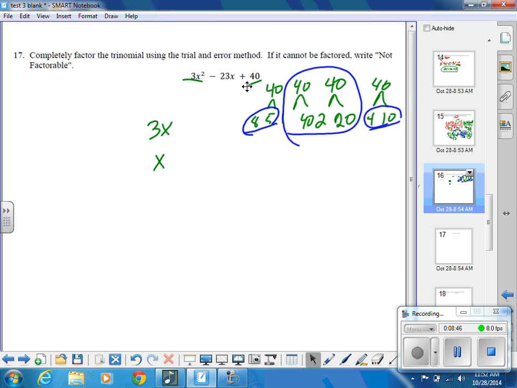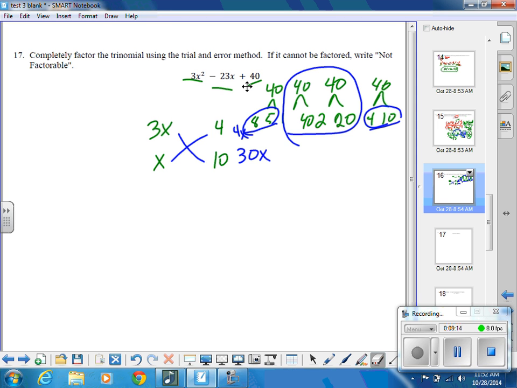Now, we can go ahead and do this. I'm going to try 4 and 10, okay? And I need to figure out if there's any combination of them that will add up to this 23. So if I do the 4 and the 10 here, I crisscross multiplying. So x times 4 gives me 4x, and 3x and 10 gives me 30x. Well, no combination of that is going to give me 23.